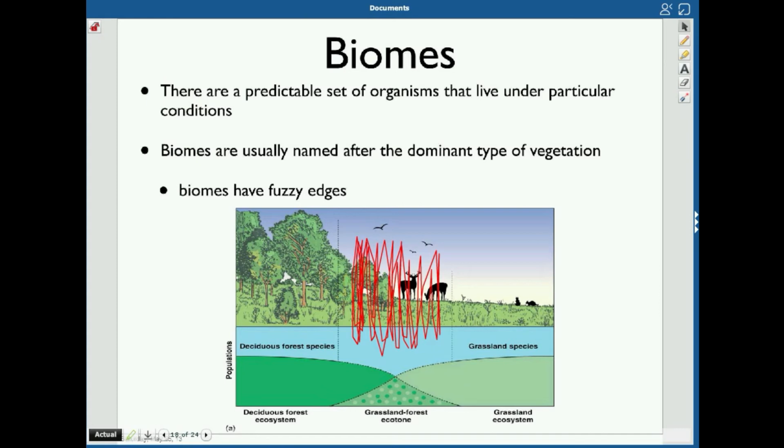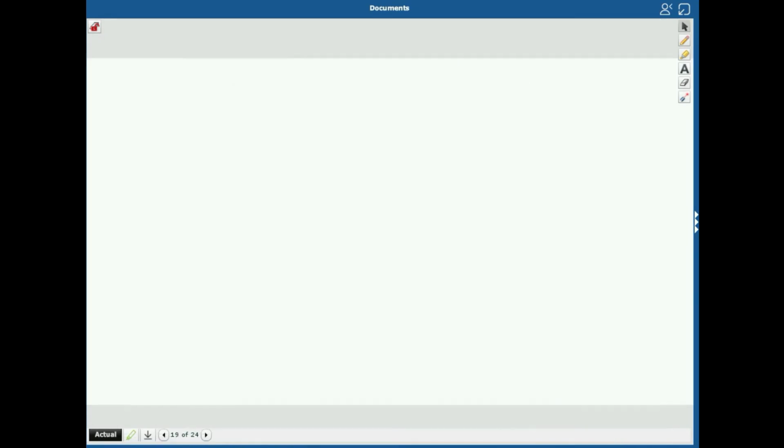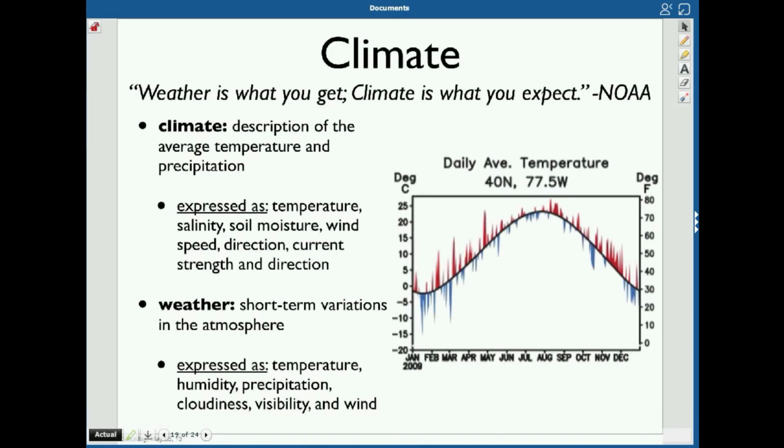Okay, so you can see they're named after the dominant vegetation. The grassland, it's grass. And the deciduous forest, it's deciduous trees. And then there's a predictable set of organisms that would live in either one of those. So that's kind of what we're going to talk about today a little bit. To discuss a biome, you've got to discuss its climate, because that's what basically determines the plant life in a biome. And then the plant life plus the climate determine the animals that live in a biome. So what we like to say is that weather is what you get and climate is what you expect.